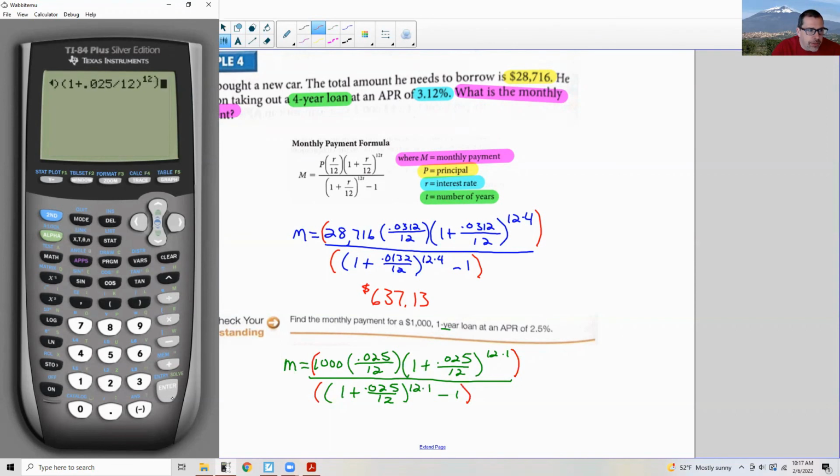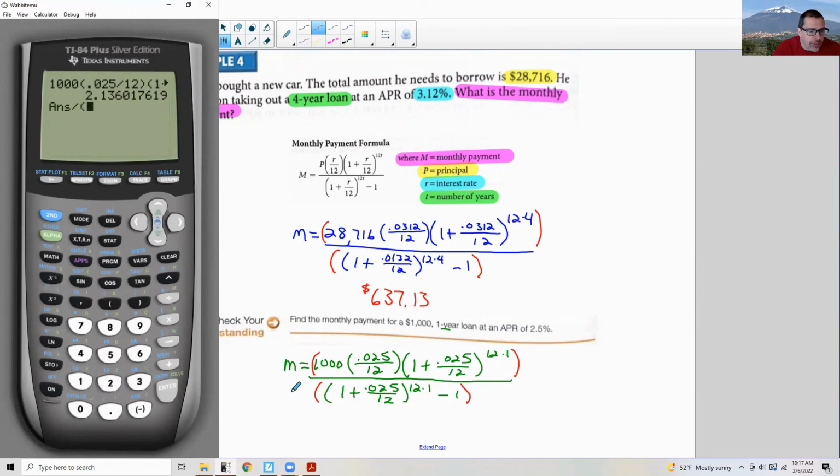Close the parentheses. I'm going to hit enter here for my numerator. Error. Maybe delete those parentheses. Oh yeah, I didn't put parentheses in front of the 1,000. Okay, that's fine. So I just did the numerator first, and now I'm going to hit divide.